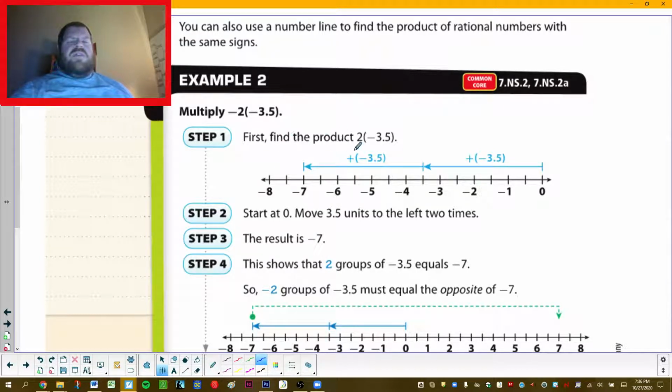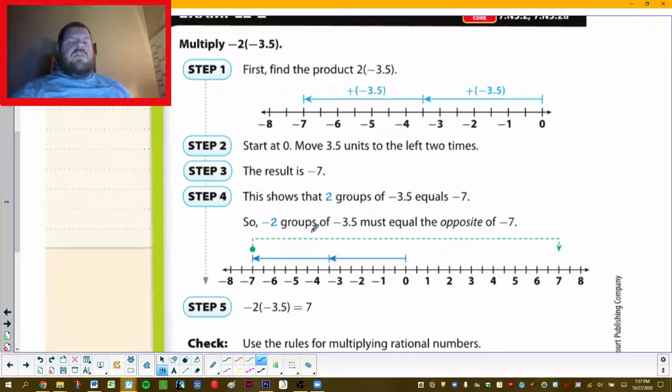Okay. So what they do is they want to find the product of negative 2 times negative 3.5. We just did 2 times negative 3.5, so they show that again, right? They're going back 3.5, back 3.5, and that's negative 7. That shows that two groups of negative 3.5 is negative 7. So negative 2 groups of that must be the opposite of negative 7. So travel that 7 units away from 0 in the other direction, and you end up at positive 7.